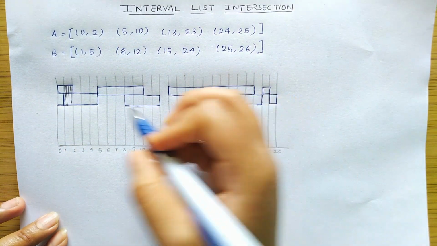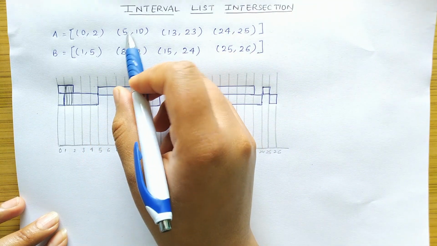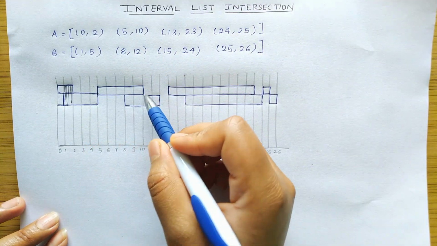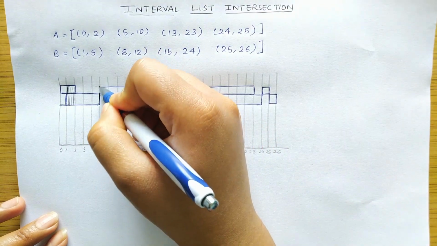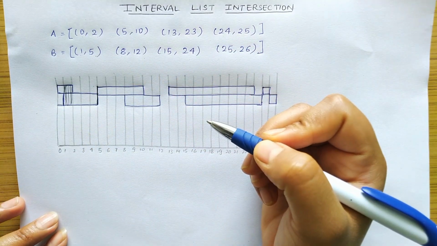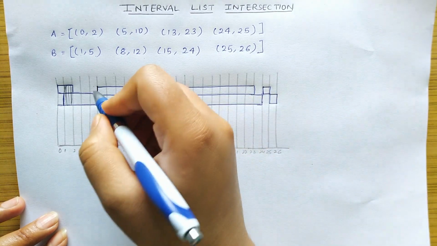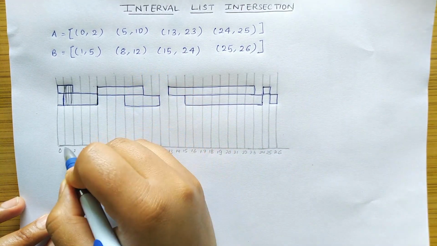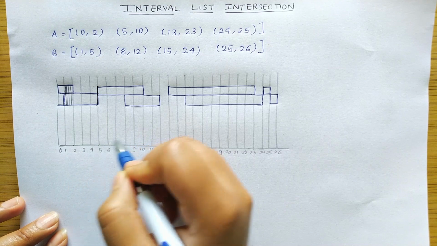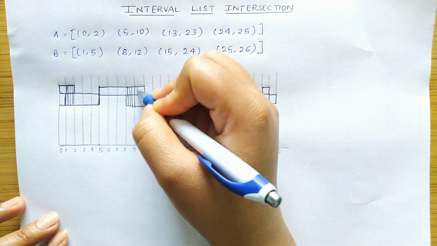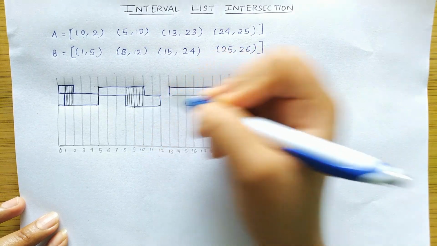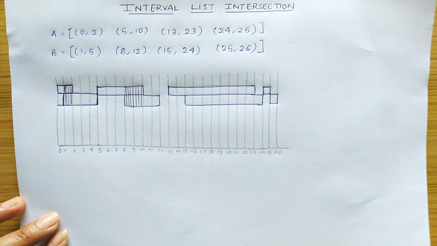So we have this. After that we have 5, 10 and 8, 12. Now the thing over here is the boundary element will also be considered as an intersection. So one intersection can be 5 to 5. One is 1 to 2, then 5 to 5, and another is this intersection, 8 to 10.